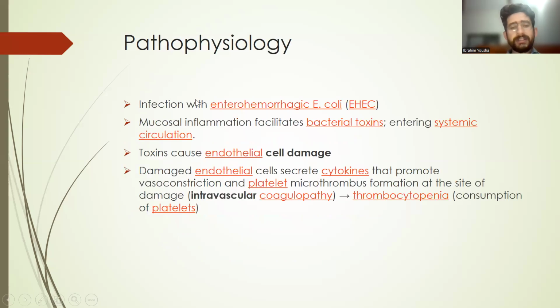So now in this slide we will look into the pathophysiology of Shiga toxin mediated hemolytic uremic syndrome. First of all, we have infection with enterohemorrhagic E. coli. Then E. coli causes mucosal inflammation that facilitates bacterial toxin entering into the systemic circulation. These toxins then cause endothelial cell damage. Damaged endothelial cells then secrete cytokines. These cytokines cause vasoconstriction and platelet microthrombus formation at the site of damage, causing thrombocytopenia.